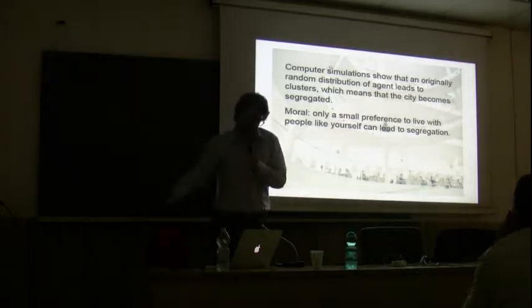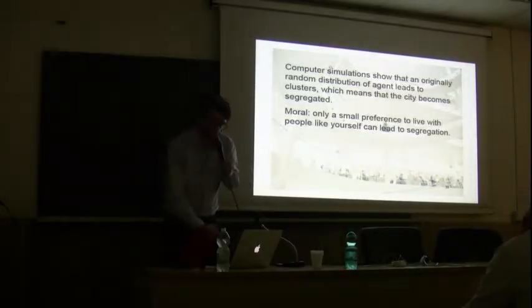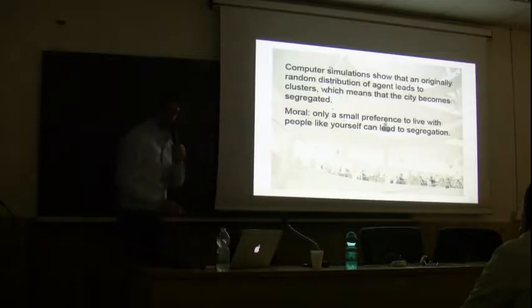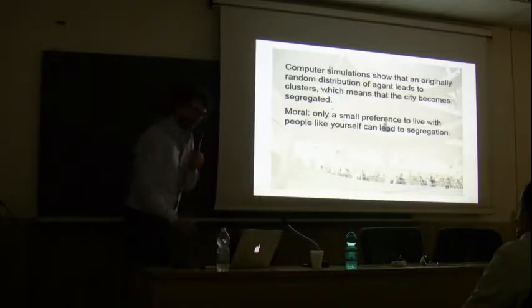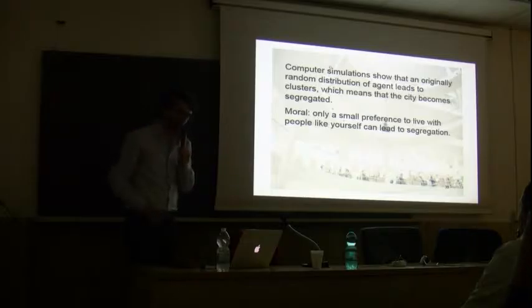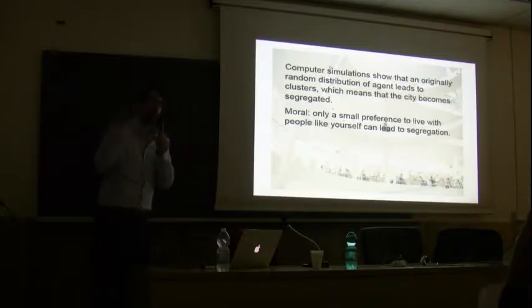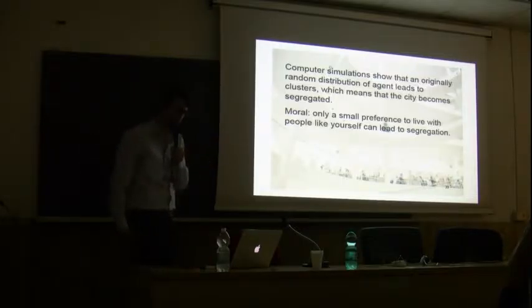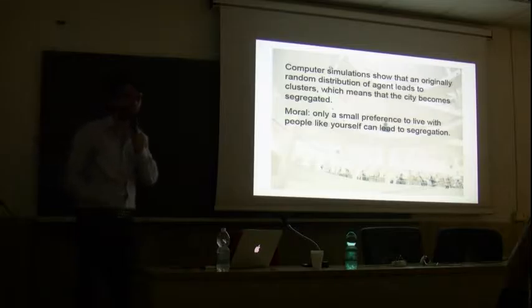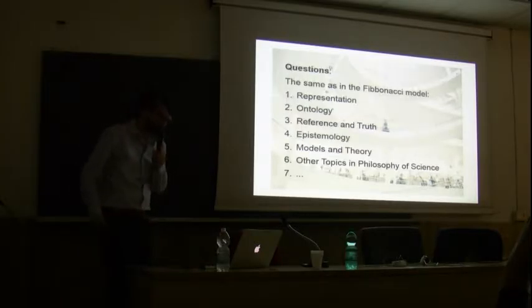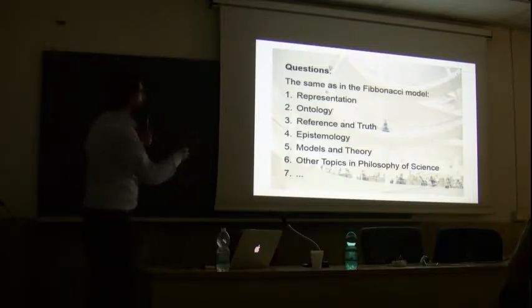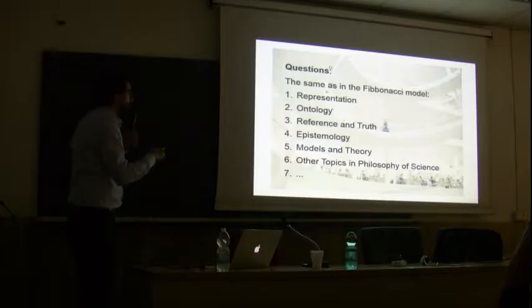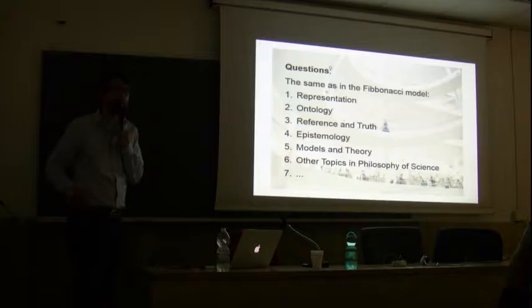So what the simulation shows is that when you start with an originally random distribution of agents, it leads to clusters, which means that the city becomes more segregated. And the moral that's generally taken away from the Schelling model is that only a small preference to live with people like yourself can lead to segregation in a city. So you can now ask the same question as in the Fibonacci model: what representation relation does it have? In what way does this model represent what happens in Rome, say?